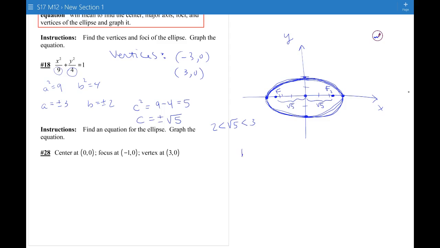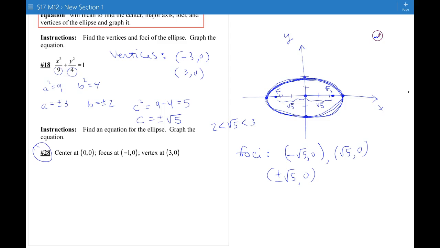So the coordinates of the focus points, or the foci, is negative root 5, comma 0, and root 5, comma 0. So for me, I'm okay if you write plus or minus root 5, 0, but I don't think my math lab will interpret that correctly. So let's look at number 28 together, because there's a little trick here.